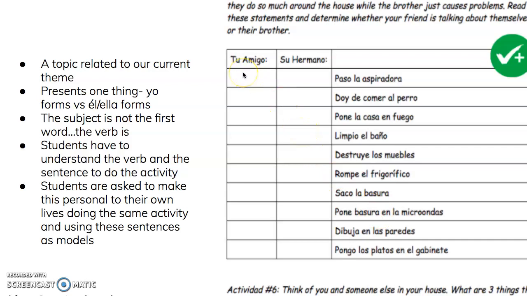Okay. I'm asking them to do something with this as well. They're classifying whether it's talking about their friend or whether they're talking about their brother. Okay. And at the end, I'm asking them to make their own personal story, their own sort of personal connection to it, and that's them doing something with the input. Okay? Think of you and someone else in your house. What are 3 things that you do around the house, and what are 3 things that somebody else does around the house? So it's that same idea where up here, the person that's doing all the chores is in the yo form, and the person that's causing the mess is the él and ella form. Okay? So what they're doing in this activity is using the one above as a model. And that's them interacting with the input as well as classifying.